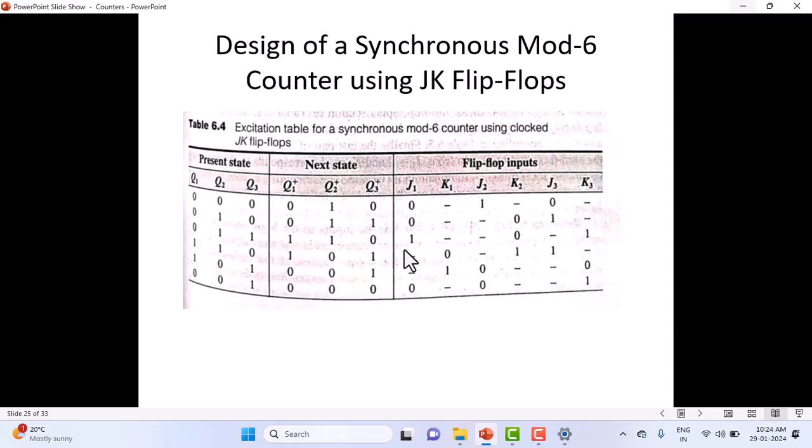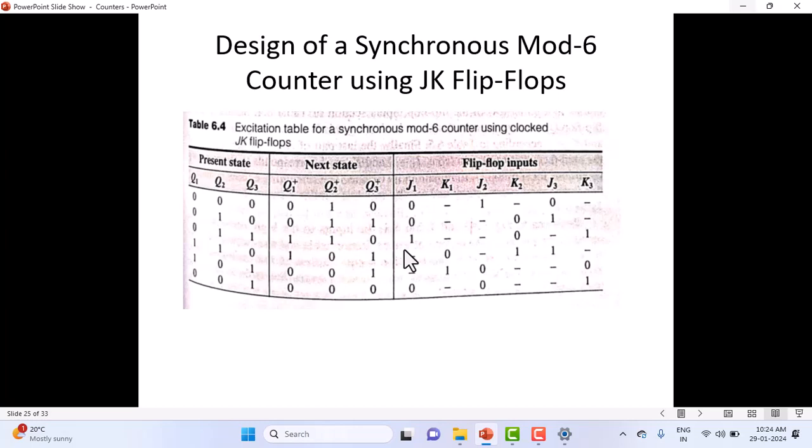Let us see the first flip-flop's inputs, which I will generate. The first flip-flop output is this. 0 is the present state, 0 is the next state. What are the J and K required? How do you get that? Forget about the remaining columns. I'm just looking at these two only, J1 and K1. I'm observing just J1 and K1.